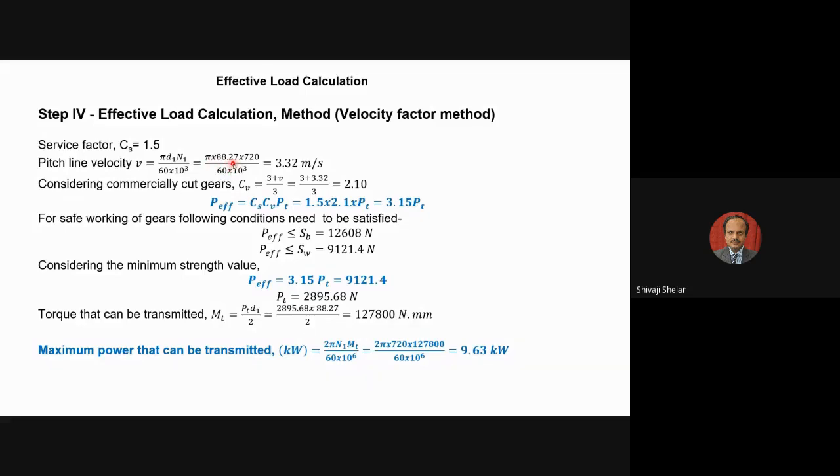If we put the value of d1 here as 82.27 and the RPM given as 720, we get the pitch line velocity between these two gear pairs as 3.32 meters per second. Then we are considering commercially cut gears. There are three types: commercially cut gears, carefully cut gears, and professionally cut gears.